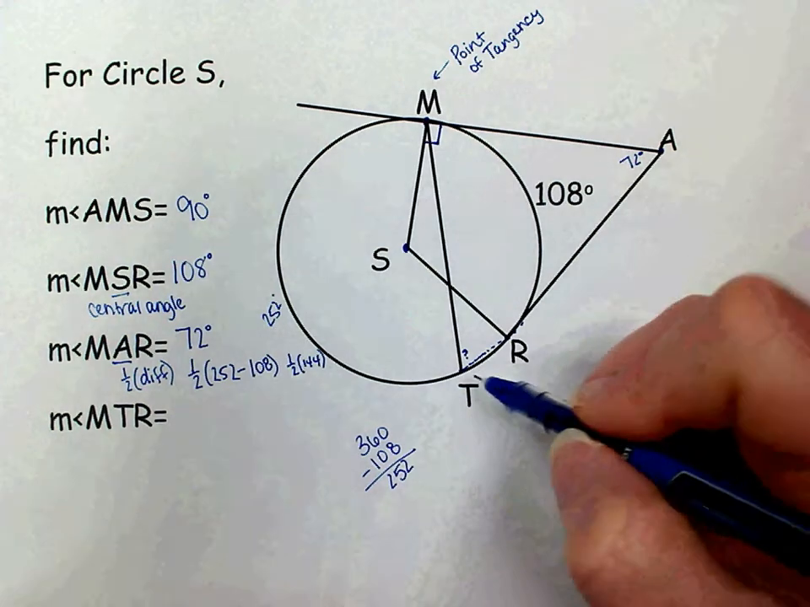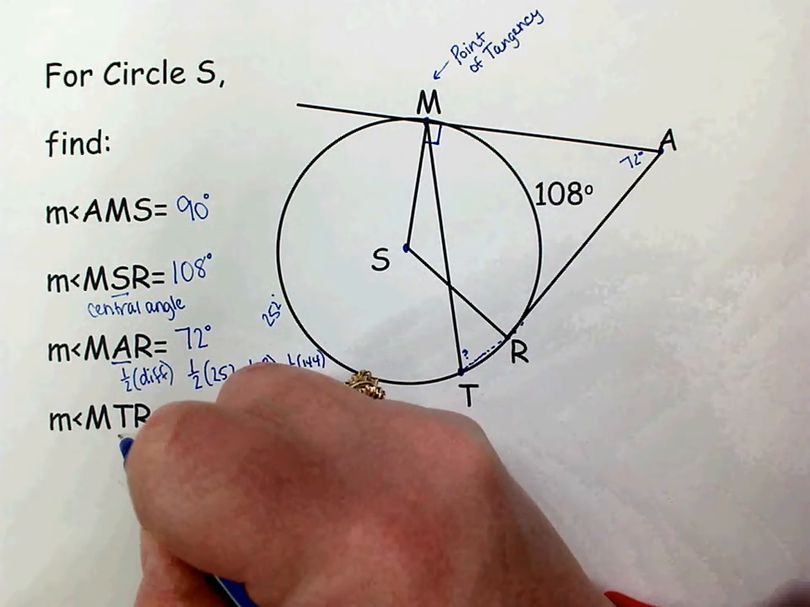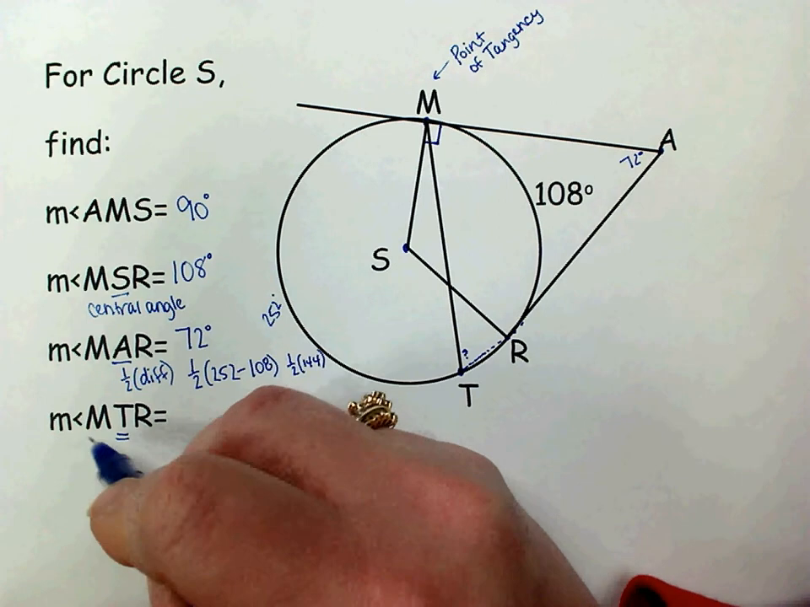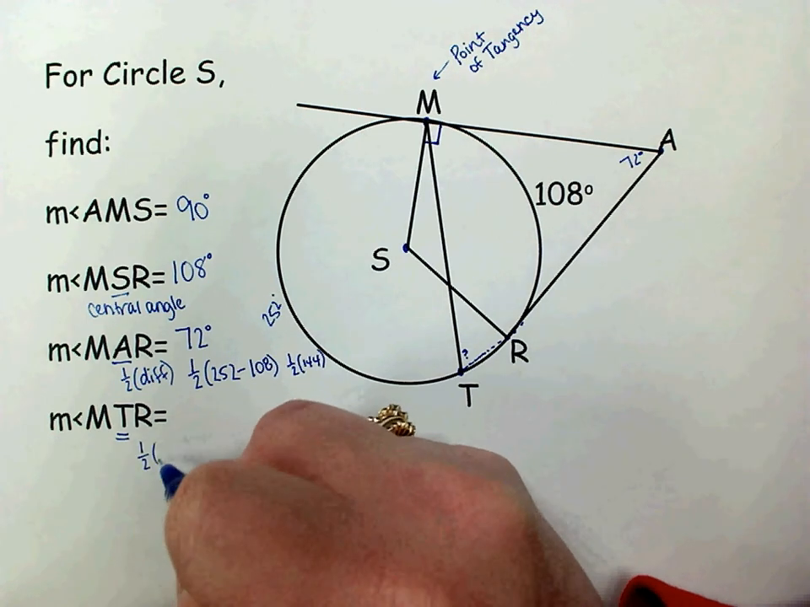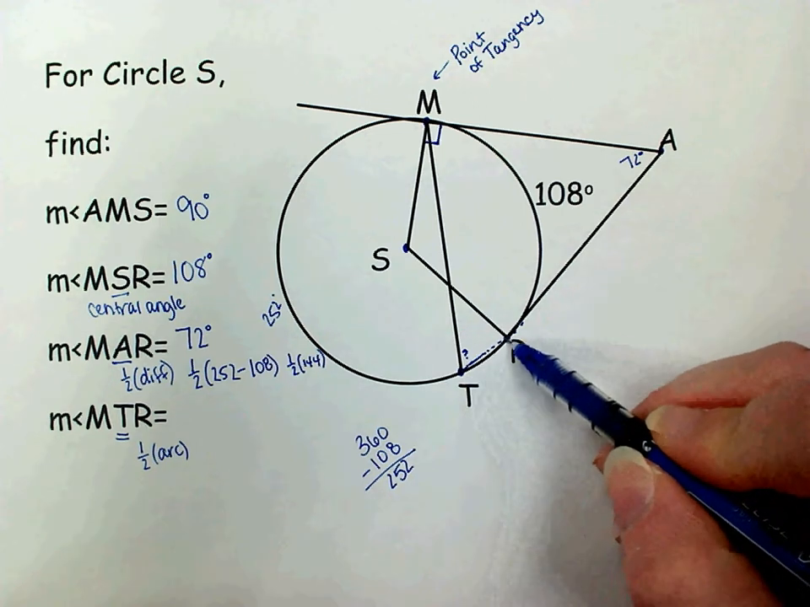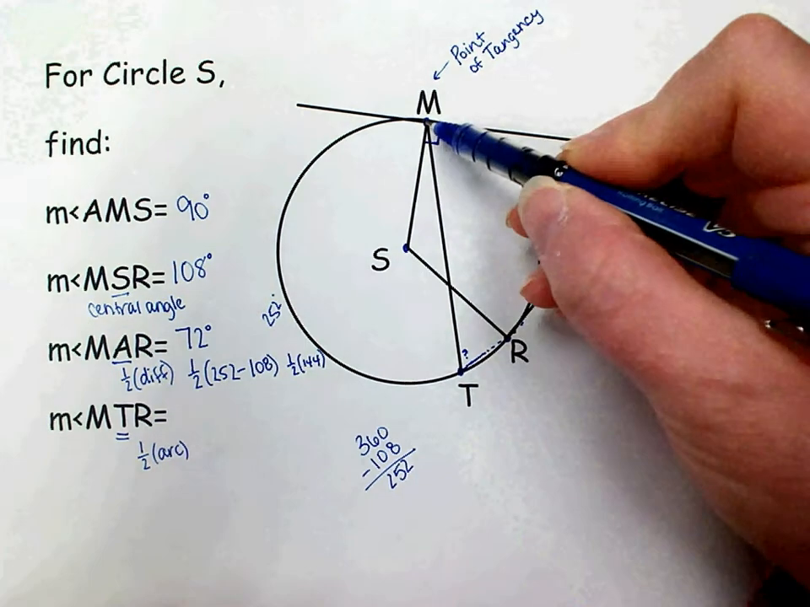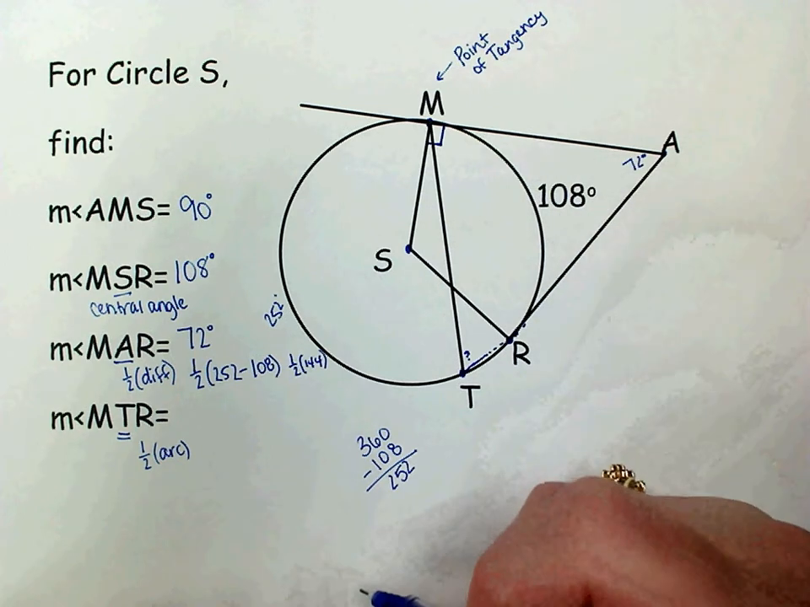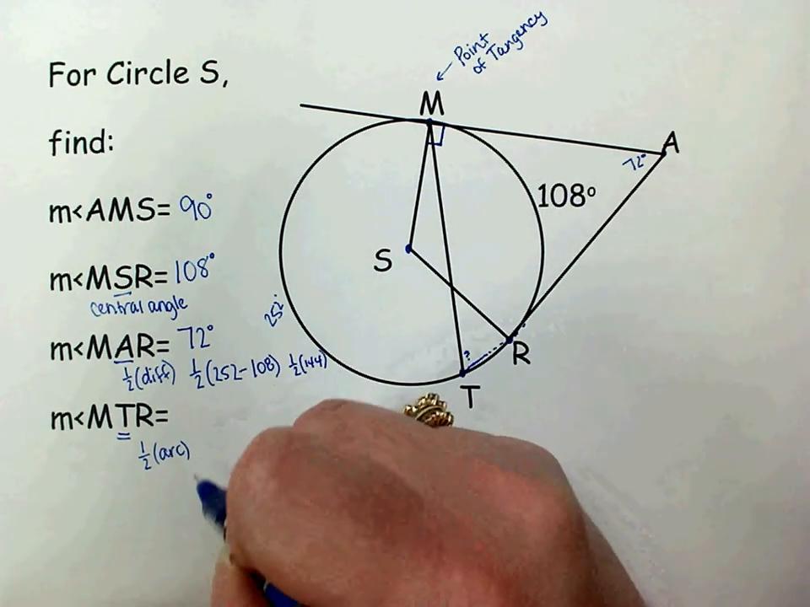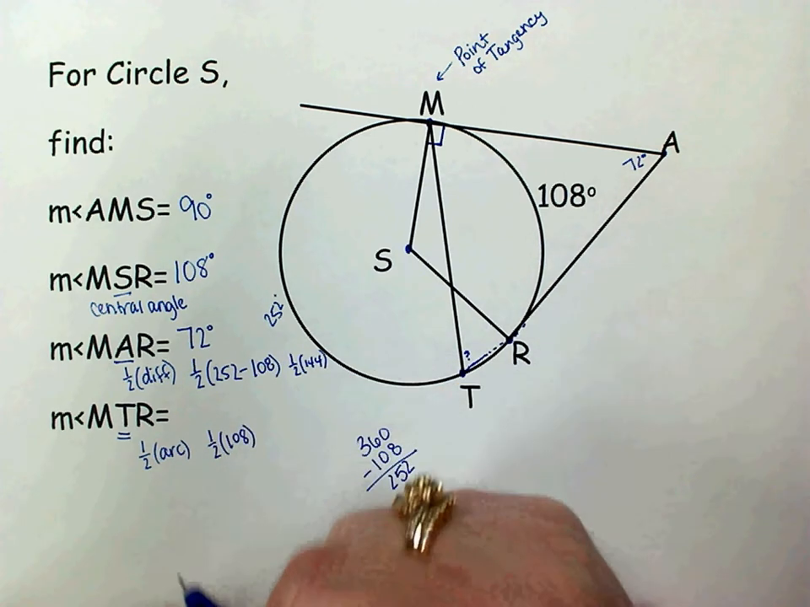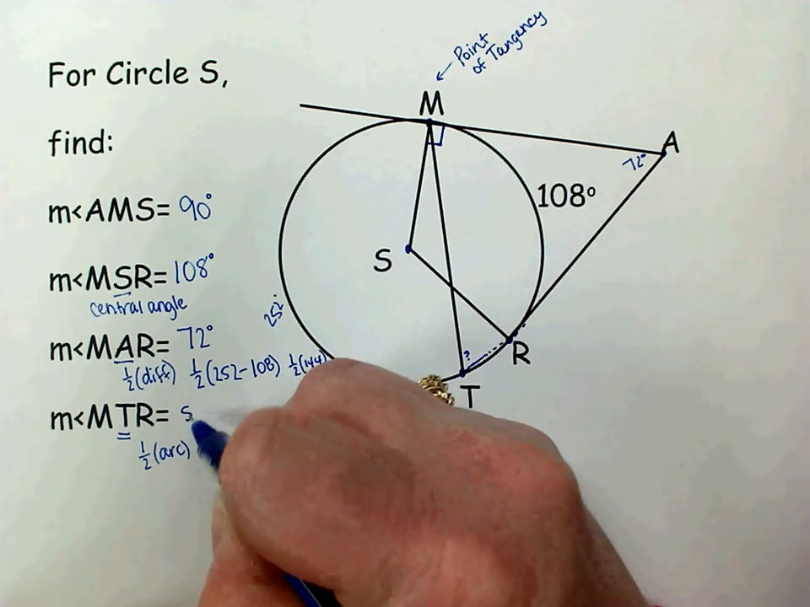The vertex of that angle, T, is on the circle. So remember, that is a relationship where the angle is half the arc measure. If you follow the sides of the angle to point R and point M, you're talking about arc MR, which is the one you want half of. We're given that to be 108 degrees. So we want half of the 108 degrees, which is 54 degrees.